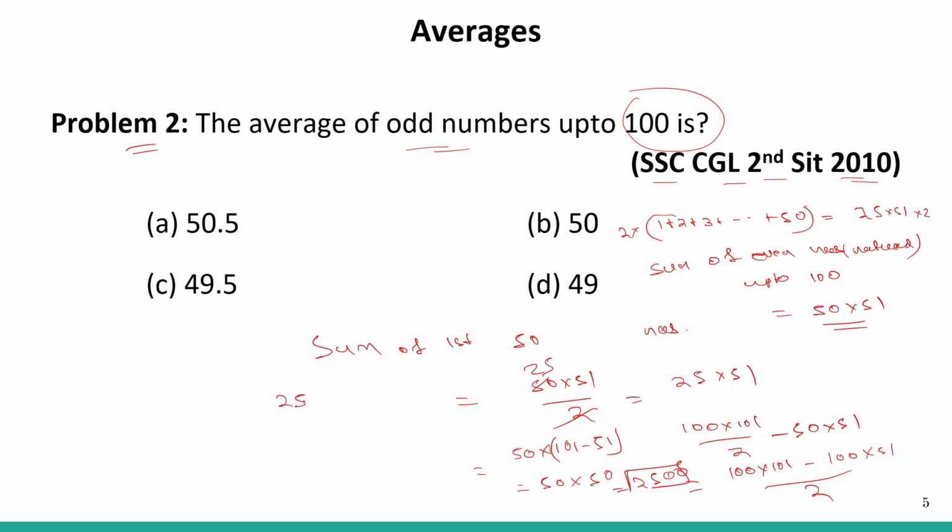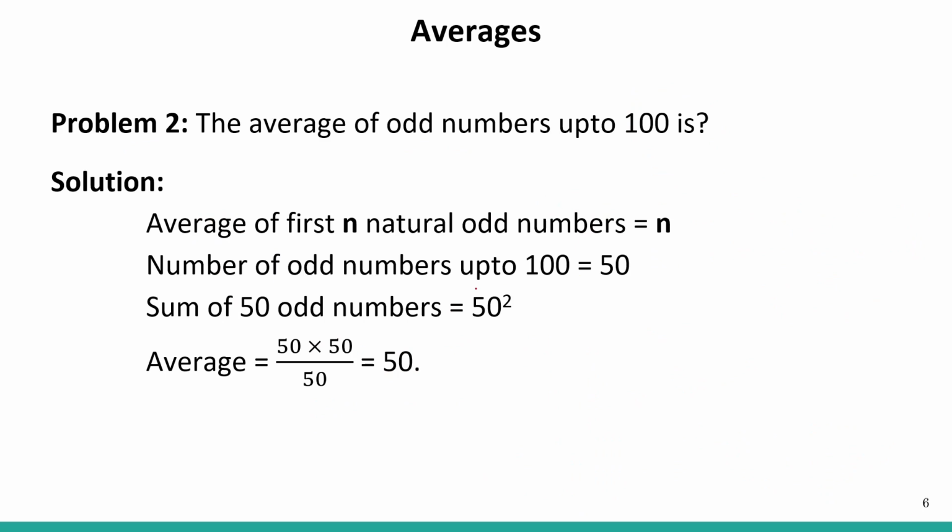So 2500 by 50, because there are 50 natural odd numbers, is equal to 50. So 50 will be the correct answer here. 49 and 49.5 are wrong solutions. Let's go forward with the step-by-step solution. The average of the first n natural odd numbers is equal to n. The number of odd numbers up to 100 is equal to 50. So the sum of 50 odd numbers is equal to 50 square, or n square. This is also a standard formula.